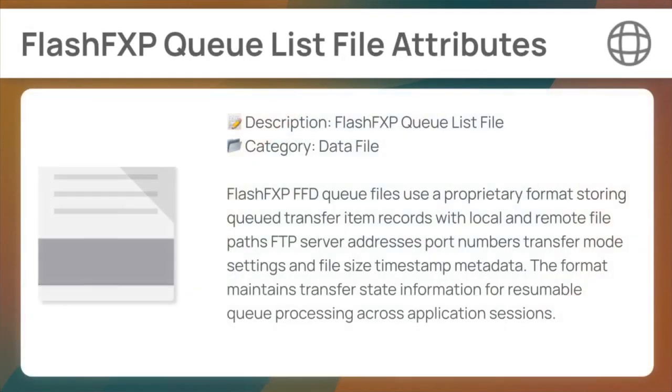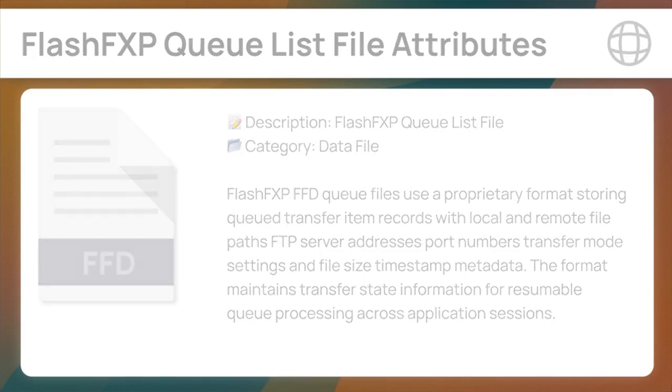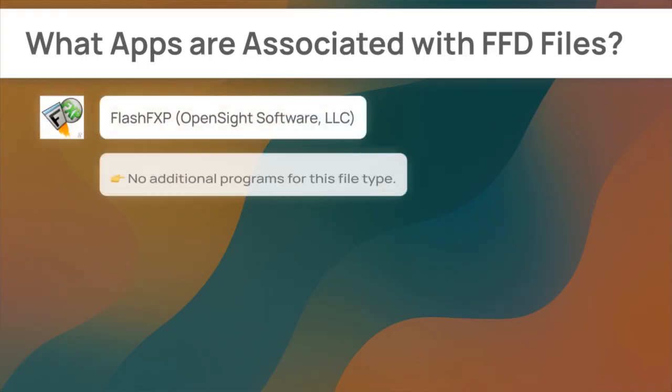FlashFXP FFD queue files use a proprietary format, storing queued transfer item records with local and remote file paths, FTP server addresses, port numbers, transfer mode settings, and file size and timestamp metadata. The format maintains transfer state information for resumable queue processing across application sessions. For comprehensive file management, FFD relies on FlashFXP, developed by OpenSight Software, LLC.